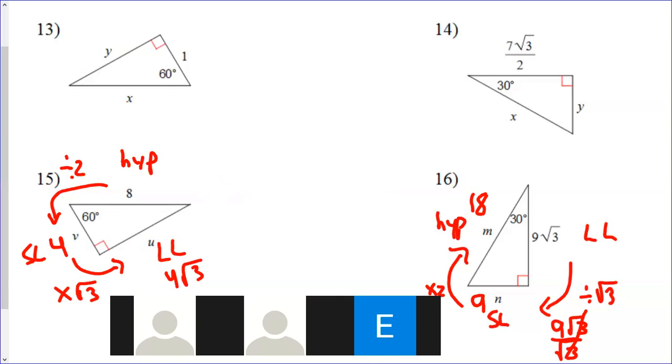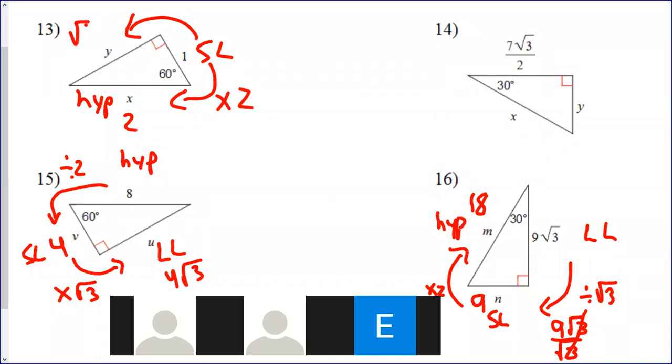Hi. All right. So on number 13, what are we given? The short leg. Awesome. How do I get from the short leg to the hypotenuse? Times it by 2. So that'll just be 2, right? How do you get from the short leg to the long leg? By square root of 3. And there we go. Nice job.